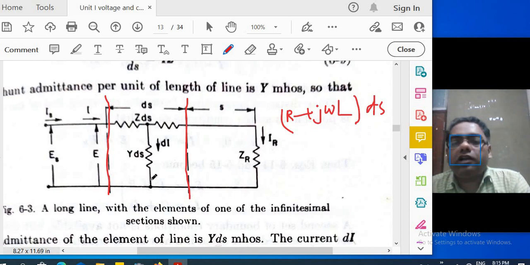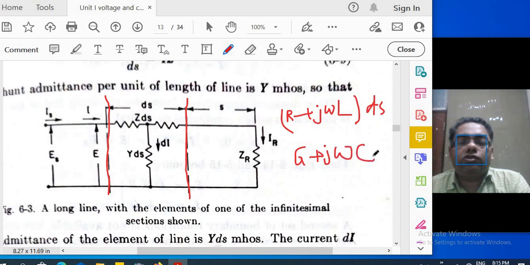Similarly, in the shunt path we have y ds. Y is g plus j omega c. So this g and c are for unit length. So if the length of the section is ds, you have to multiply with ds.